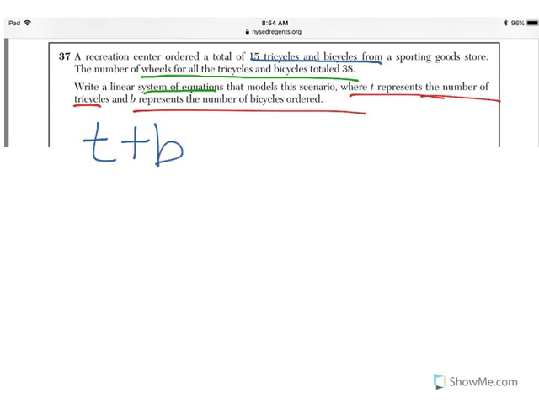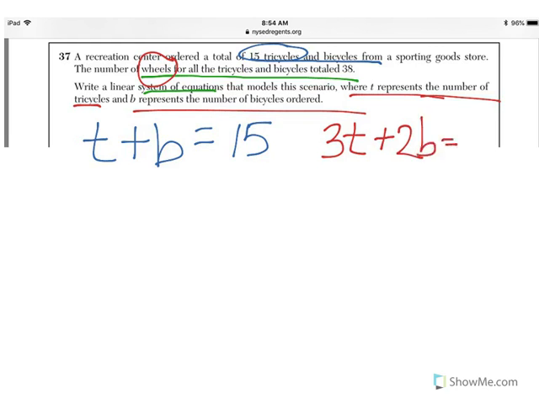So if T and B are the amount of tricycles and bicycles, there's a total of 15, then when we add them together, they're going to equal 15. So that's one of our equations. The second one deals with wheels. So a bicycle has 2 wheels, a tricycle has 3. So 3 wheels for a tricycle plus 2 wheels for a bicycle will equal a total of 38 wheels.